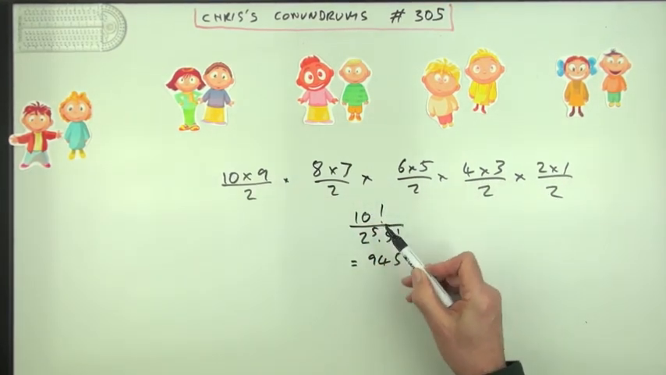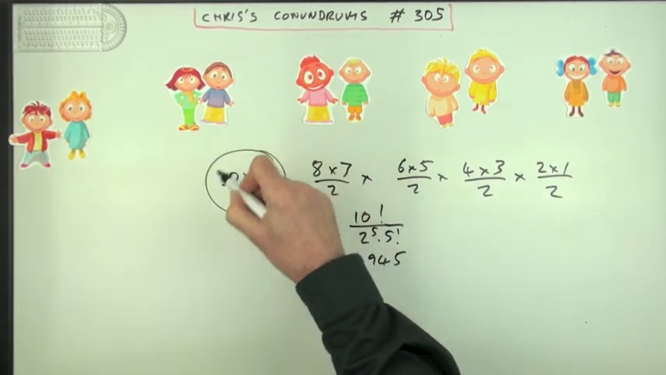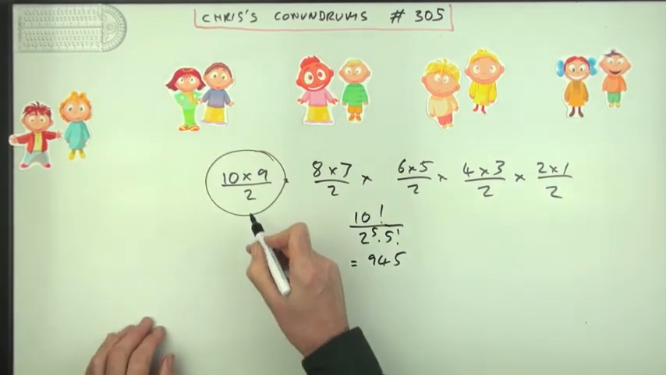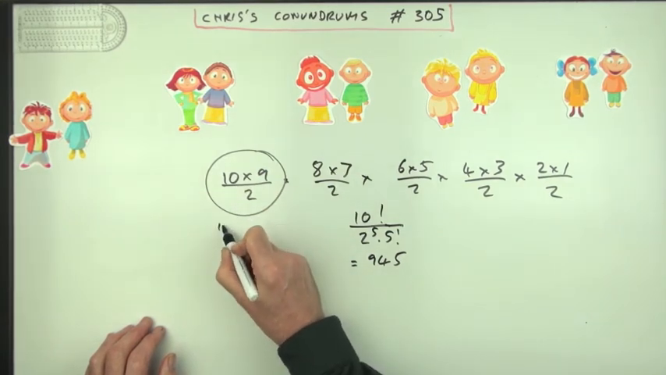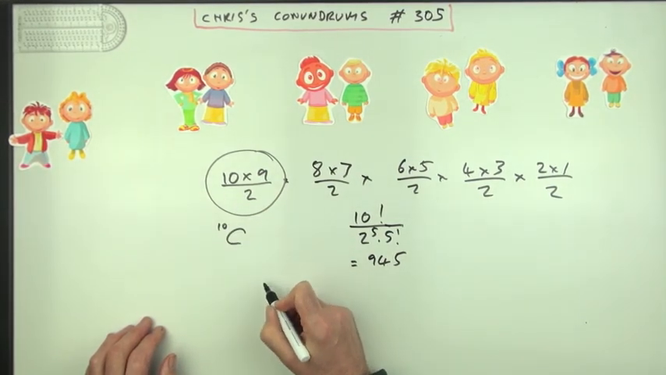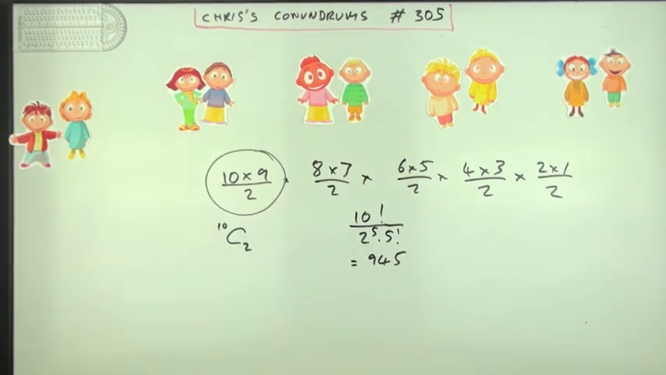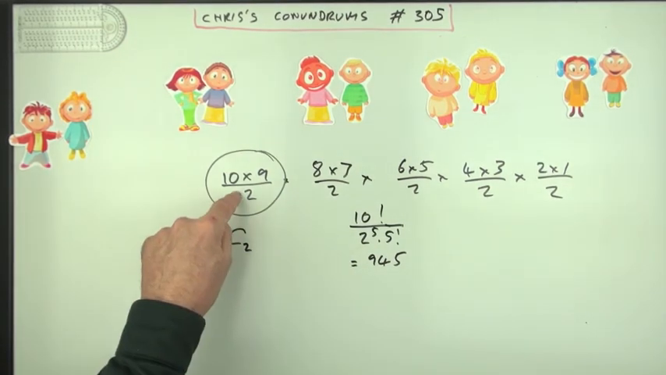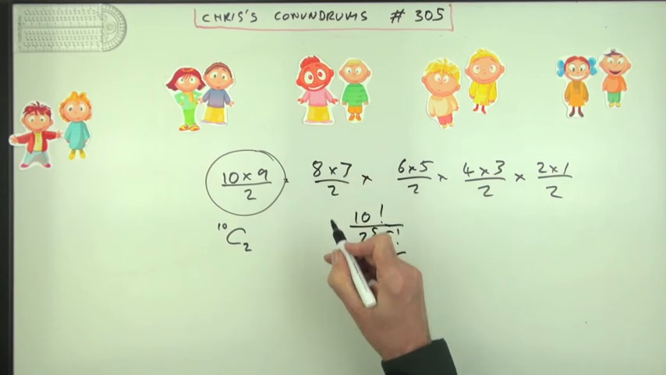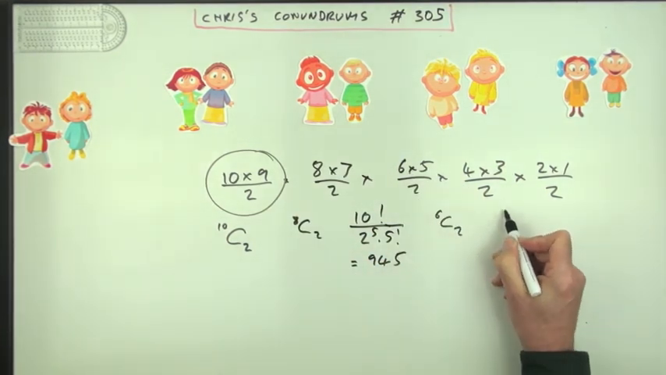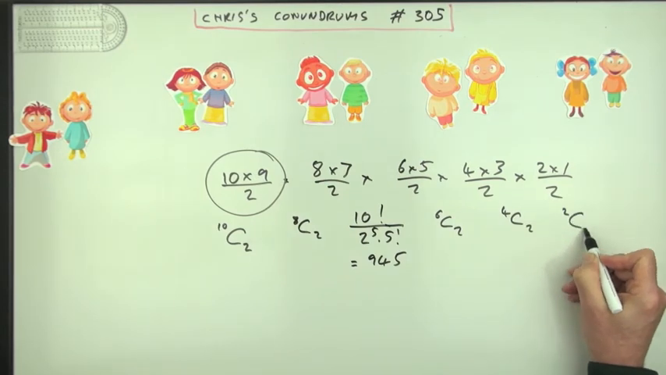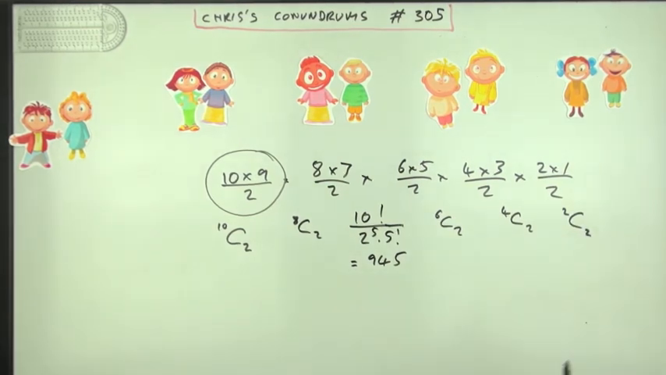Now, as well as there being a notation for this, 10 times all the digits 1 less than it till you get to 1 being factorial, there's also a notation for this. That's a combinations notation. That says how many ways are there of choosing 2 from 10. If there are 10 objects, how many different combinations of 2 can you make? So essentially that's 10C2. That would be 8C2, 6C2, 4C2 and 2C2, which is obviously just 1.